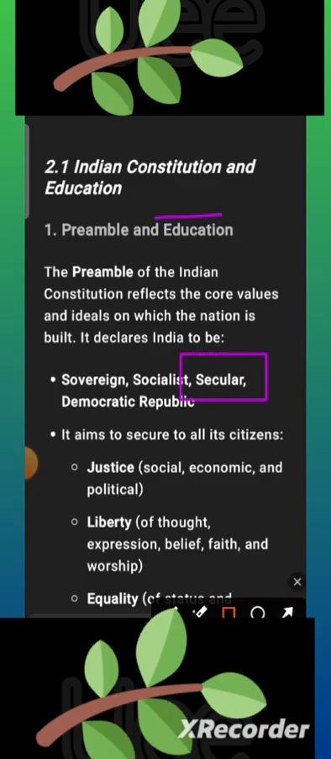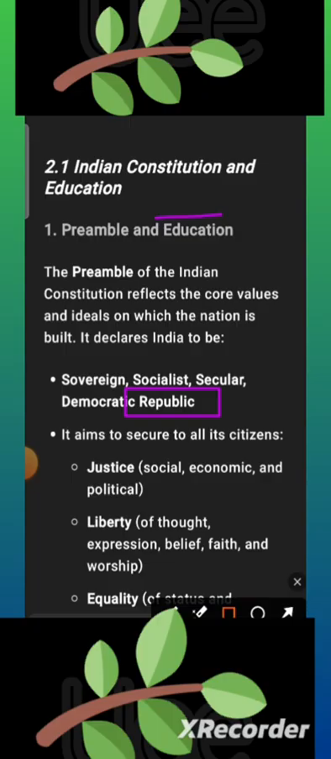Secular: education must be neutral and respectful towards all religions. No religious instruction is imposed in state-funded schools. Democratic encourages participation, dialogue, and critical thinking, qualities nurtured through a good education system.